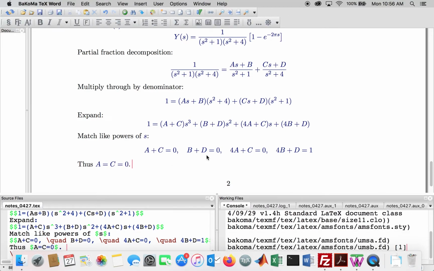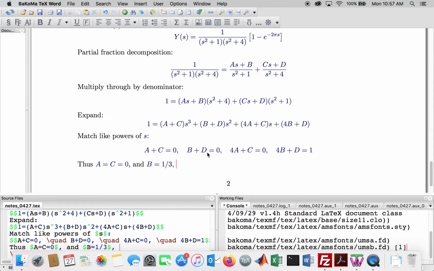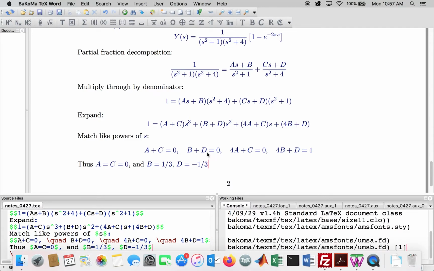What about B and D? So here I have D equal to minus B. If I use that in here, I have 3B is equal to 1. So B is 1/3. From here, D is equal to minus B, so I get minus 1/3. Okay.